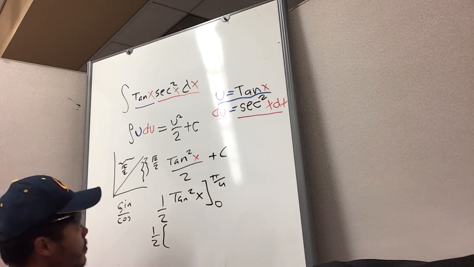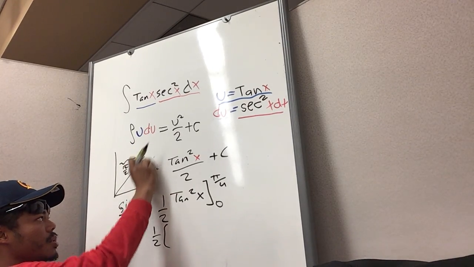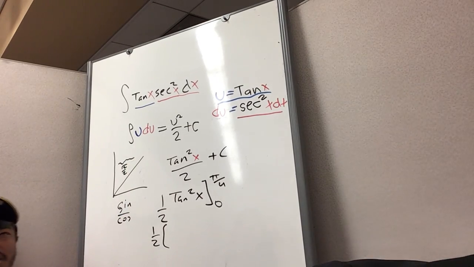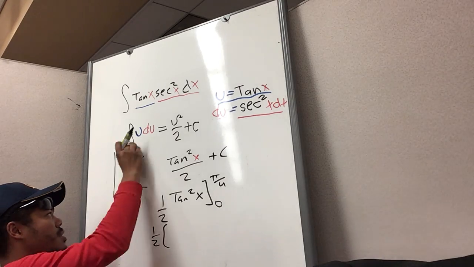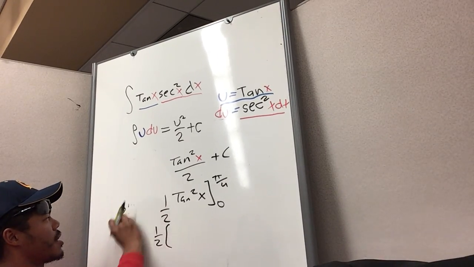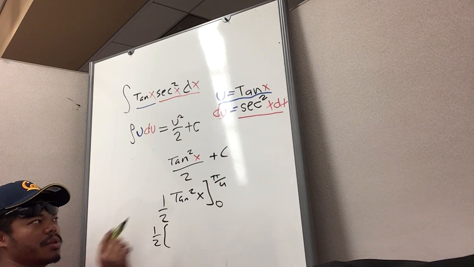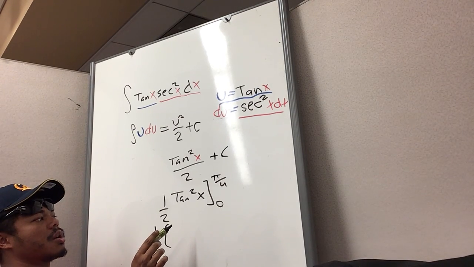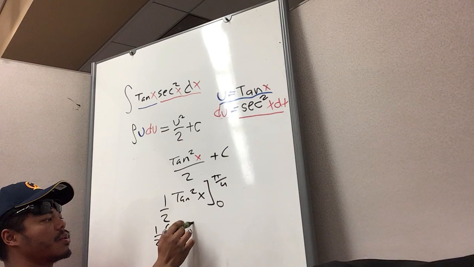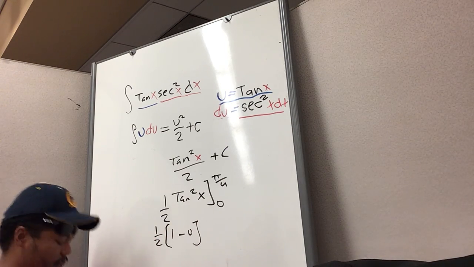For example, if it was sine squared of pi over 4, would it be square root of 2 over 2 squared? Which is half, yes. Just checking, because I always forget about that. That's a good question, trigonometric function squared. That's why I always break it into this. All right, so 1 minus 0 equals half. That's the answer.